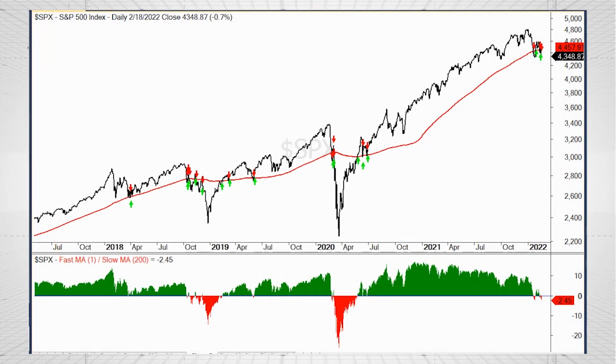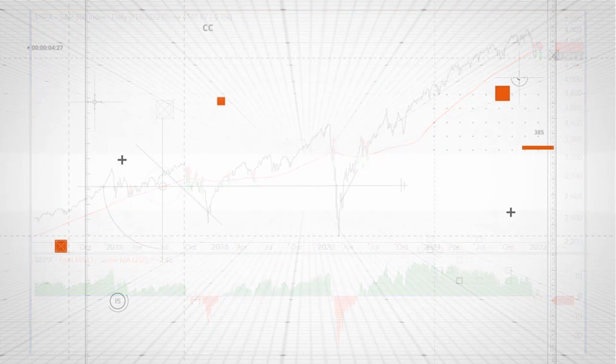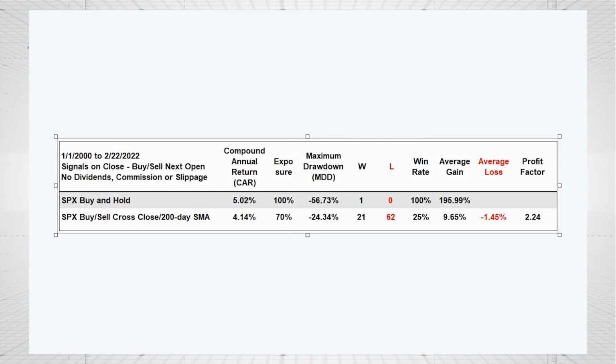So just to show you, here are the actual signals. You can see the red arrow showing you cross below and the green above, and there are a lot of crosses, a lot of signals, and that means a whole bunch of whipsaws. This is just a long-only test. It buys when the S&P 500 goes above the 200-day and sells when the S&P goes below the 200-day. If you had done that since 2000, 22 years, you would have had a 4% return. And you would have been exposed 70% of the time.